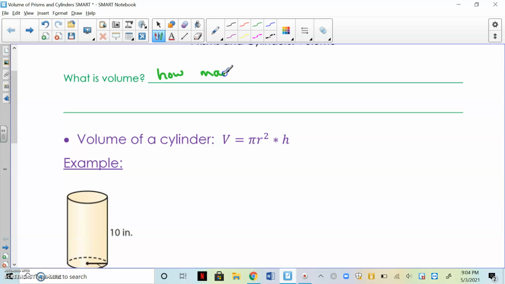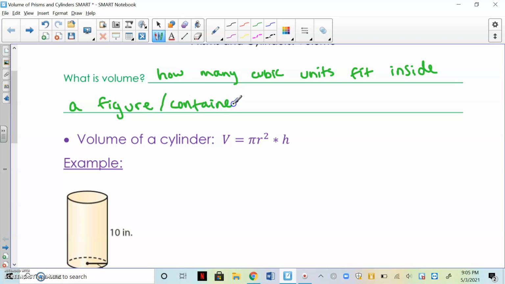So how many cubic units fit inside a figure or a container? If you wanted to find the volume of a box, that would help you understand how much space is inside of that box, or how much space is inside of a cup, etc. So this is more of an inside thing, whereas surface area was certainly more of an outside thing. I'll write the word container here too, why not?